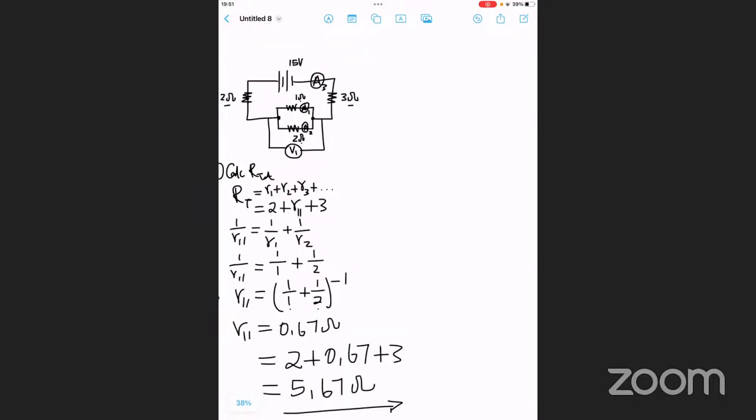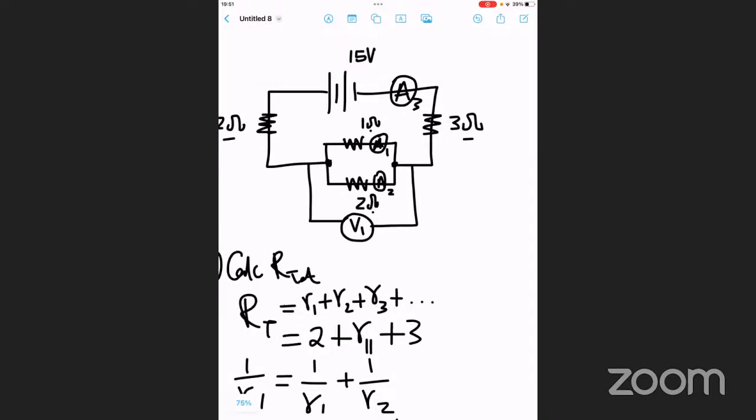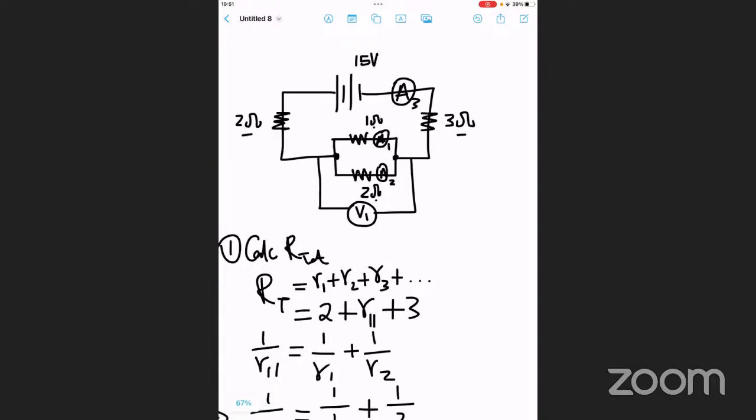Guys, I want you to be aware of something. Before you can know the reading on ammeter 1 and ammeter 2, you must first know the reading on ammeter 3. So I've made this sequence to check if you can apply your logic. You need to know the total resistance. Then after knowing the total current, that's when you can get into the parallel current.